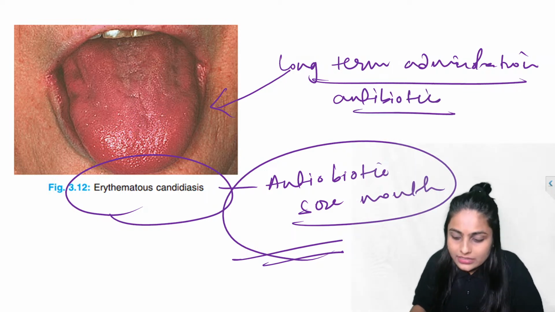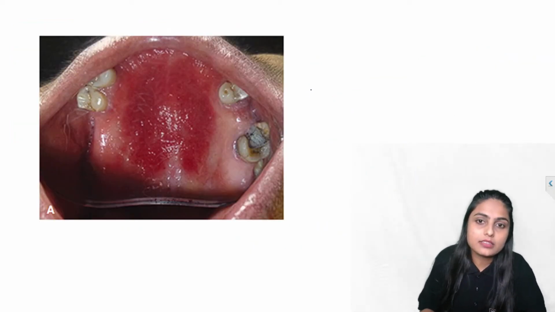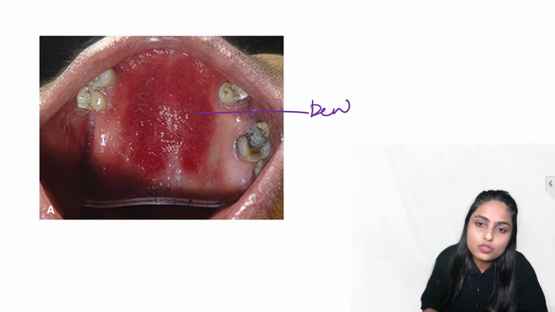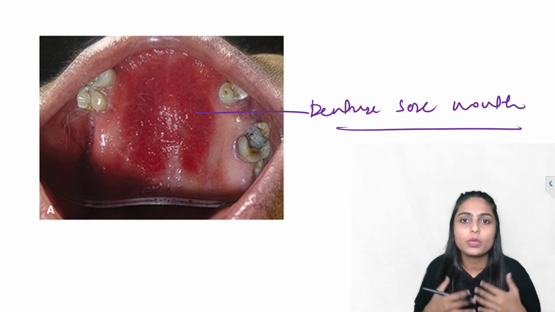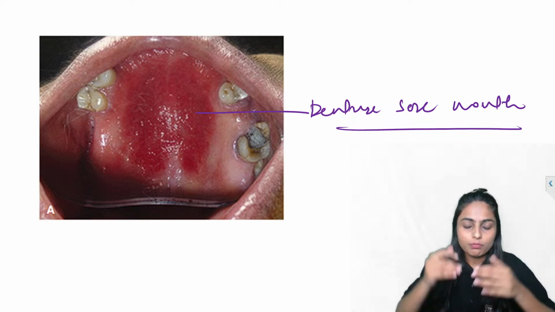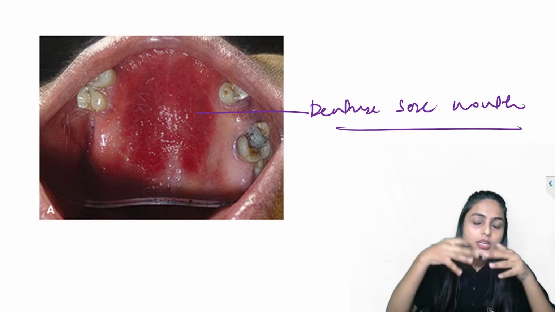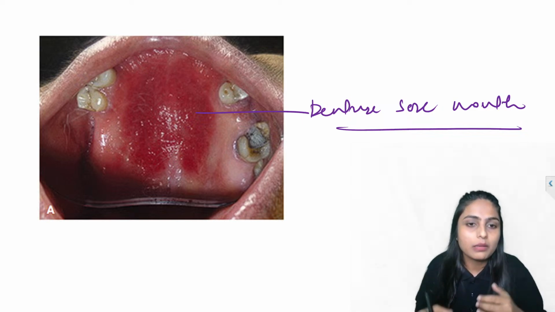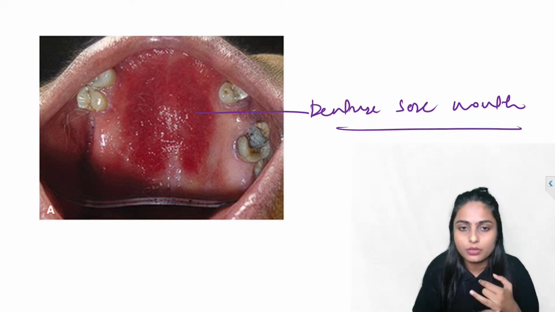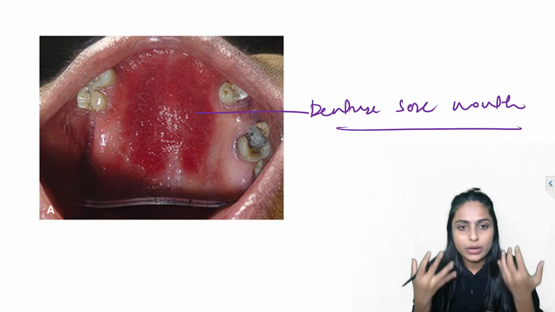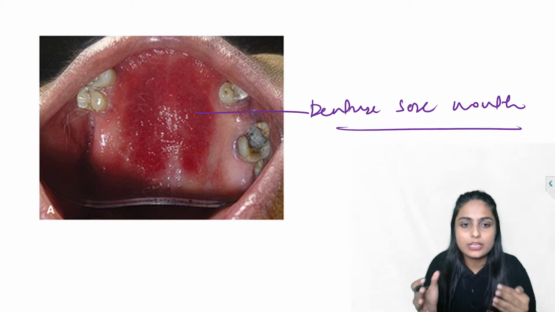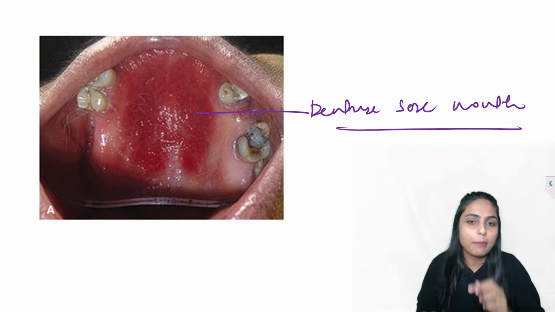Next condition that we have is this. This is nothing but denture sore mouth. It is seen in association with dentures, right? The surface below dentures has growth of candida albicans because of poor hygiene. The patient is not cleaning the denture properly, he wears it 24/7, then this condition might happen.